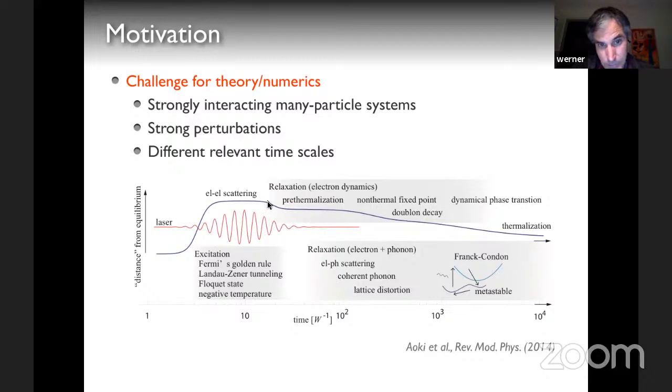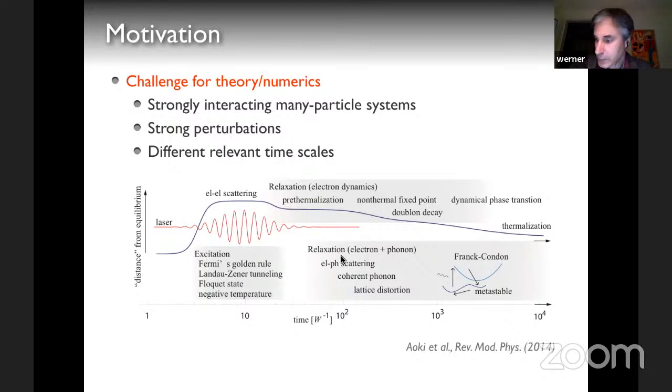Once the pulse is over, the system starts to relax, but also this relaxation process typically proceeds in several stages. Typically, one initially observes the so-called pre-thermalization, that's the relaxation of the system into a state where, for example, the local observables look thermalized, while the non-local observables are still far from thermalized. And if the system has long-range order, there can be slowdowns in the relaxation due to non-thermal fixed points, and the full thermalization process typically happens on timescales which can be orders of magnitude longer than the timescales needed to describe the initial excitation process. And to bridge all these timescales in a single simulation is a very big challenge.